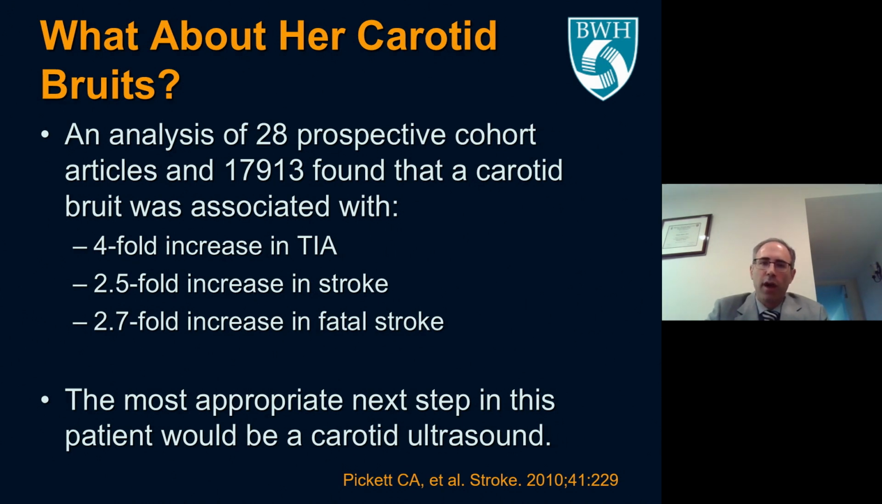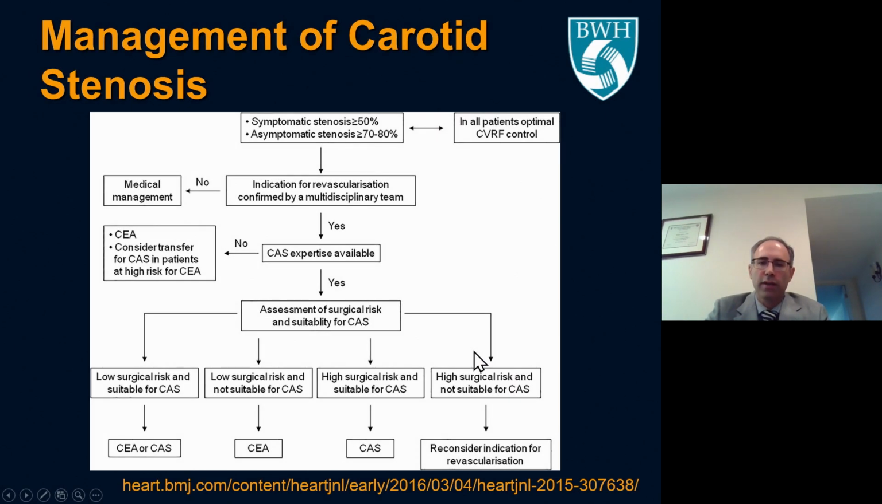We can't forget about our carotid bruits, right? Analysis of 28 prospective cohort articles and many patients has found that carotid bruits are associated with TIA, stroke, and fatal stroke. And our patient has one, so we're going to want to do a carotid ultrasound. If we diagnose carotid artery stenosis, then we've got to make a decision about whether we're going to revascularize or not. And revascularization really requires us to be multidisciplinary in our decision making. Typically, we think carotid endarterectomy over carotid artery stenting when possible.